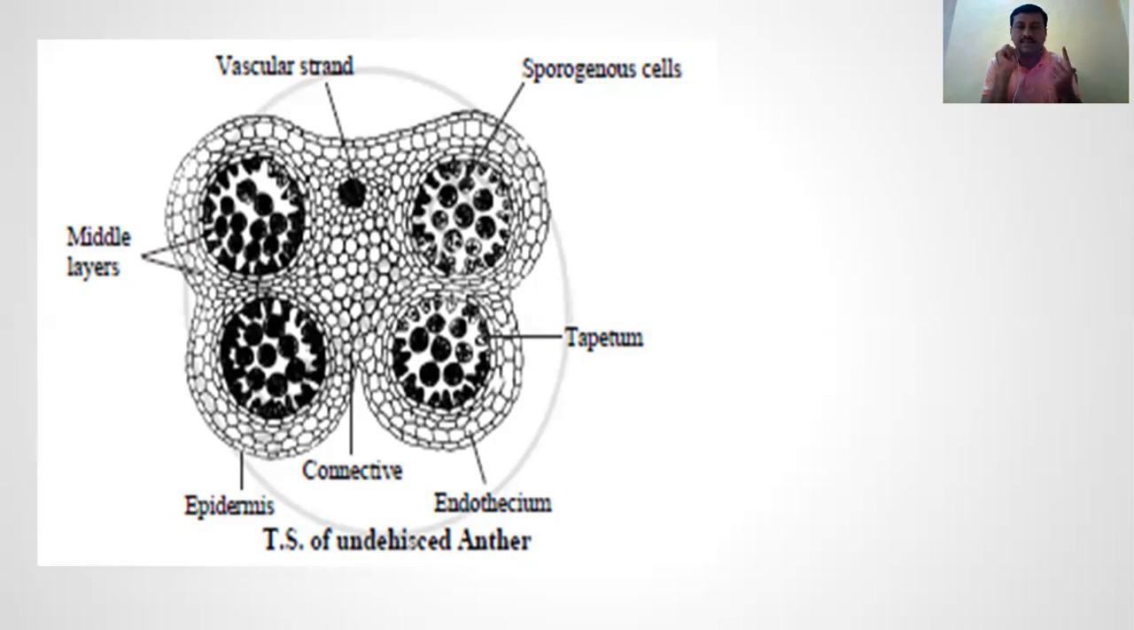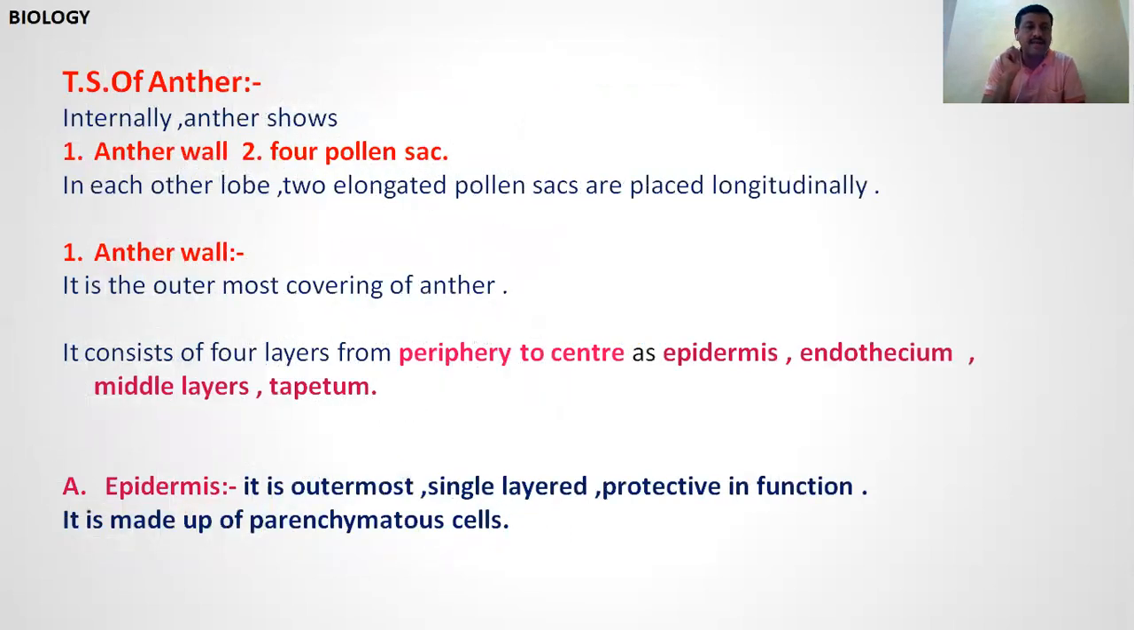First it is the anther wall, the protecting covering layers, and second it is the pollen sac. In the pollen sac, the microspore or pollen grain develops. Okay, these are the two parts. Now let us see the anther wall. It is the outermost covering layer of the anther, the protecting covering layer. It is also called the anther wall.